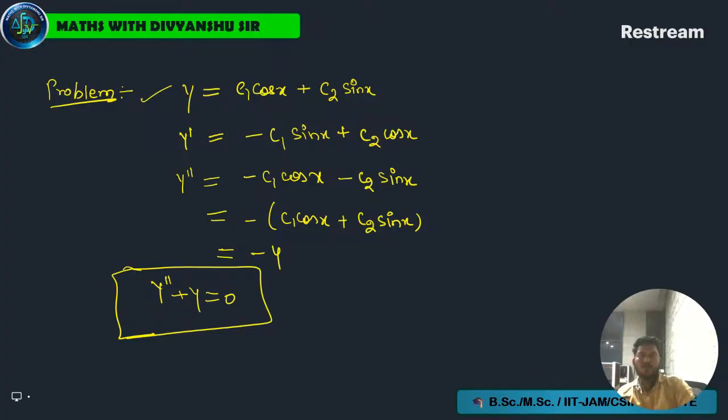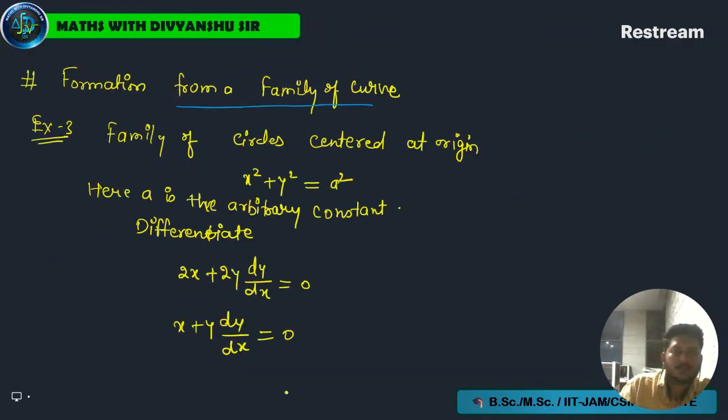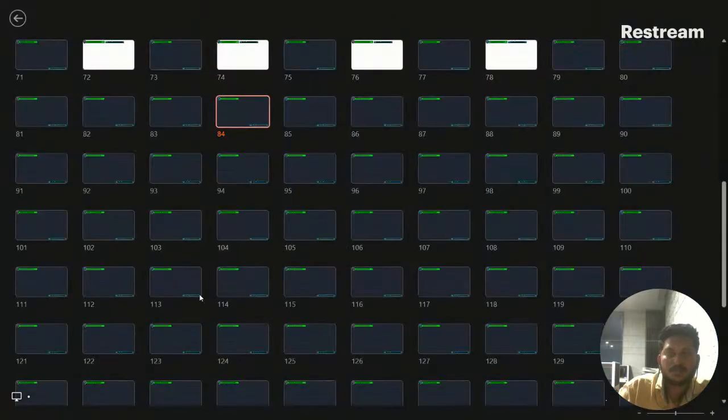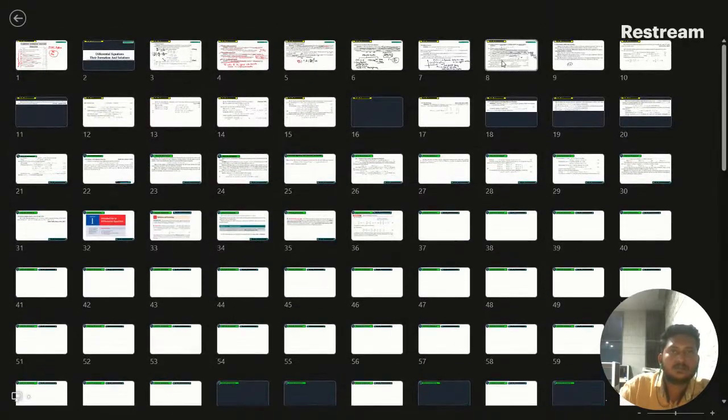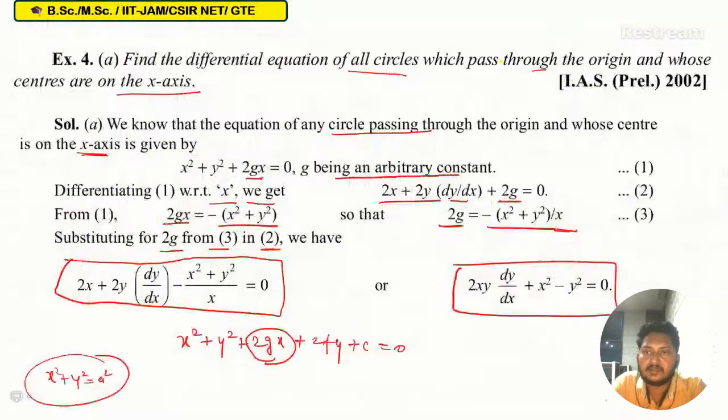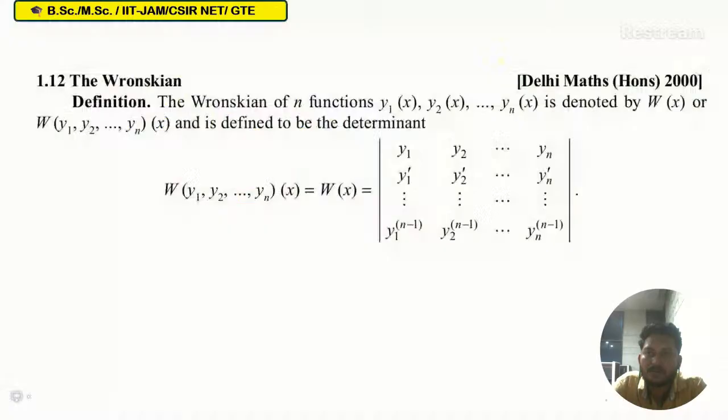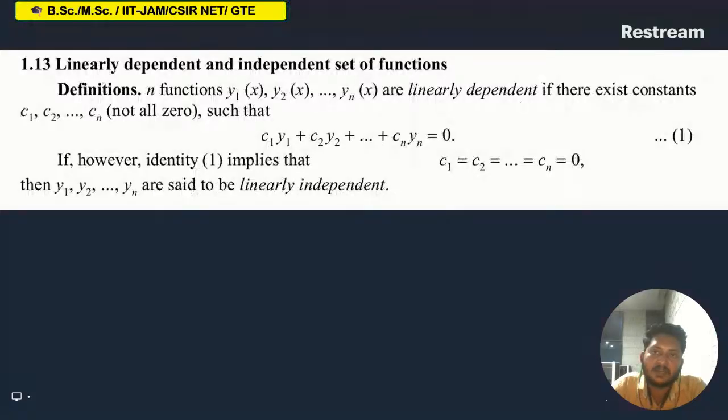And next time, I will teach you the Wronskian part. The Wronskian is nothing but you take the derivative up to n times. I think the lecture is too short. Linearly independent and dependent sets, I actually told you today.